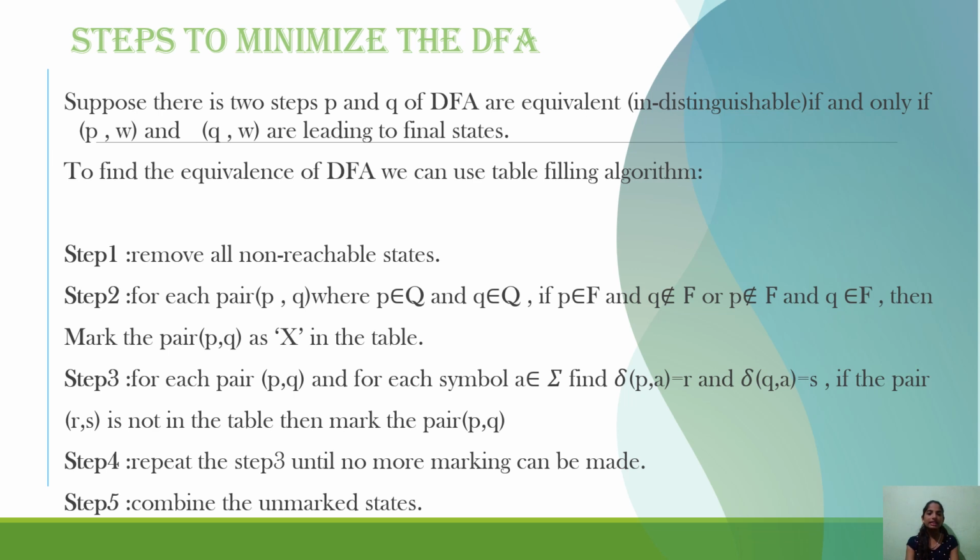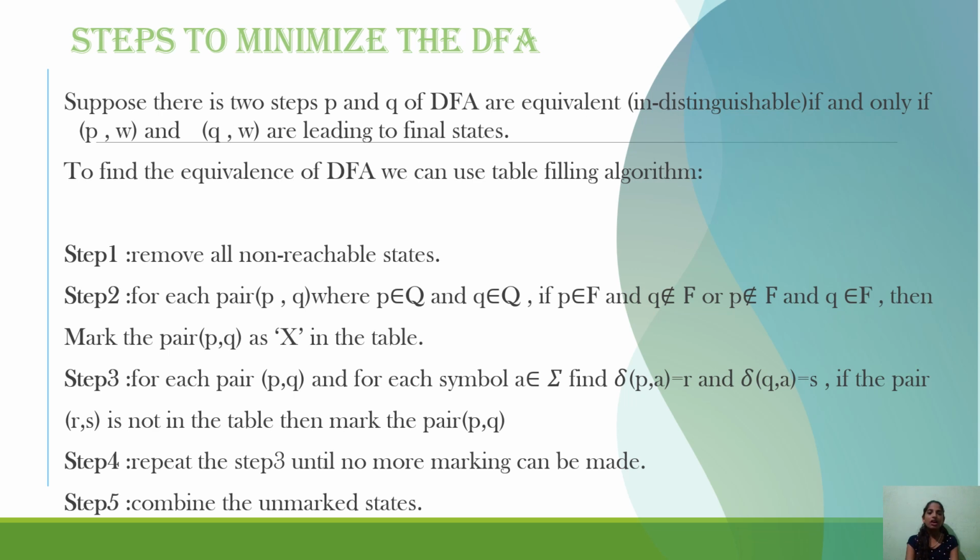Step 1 is remove all non-reachable states. Step 2 is for each pair P, Q, where P belongs to Q and Q belongs to Q, if P belongs to F and Q does not belong to F, or P does not belong to F and Q belongs to F, then mark the pair P, Q as X in the table.